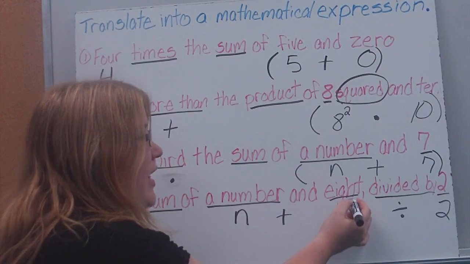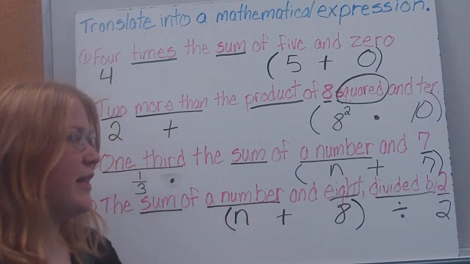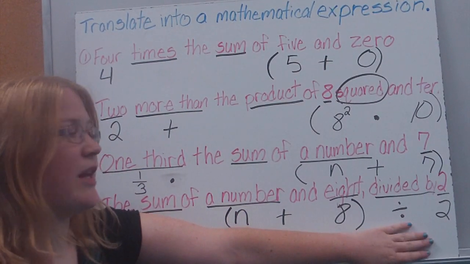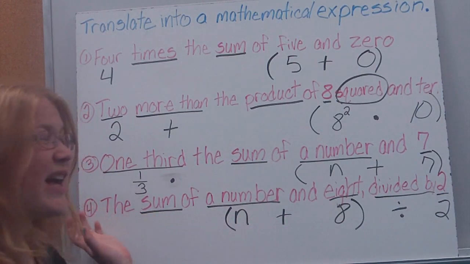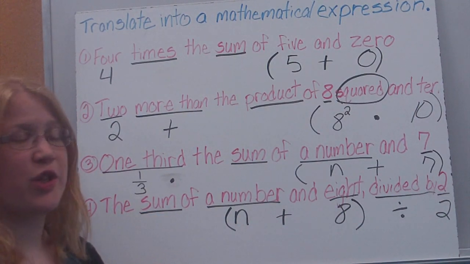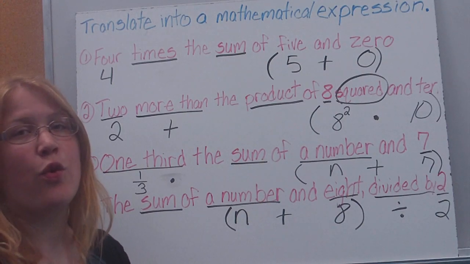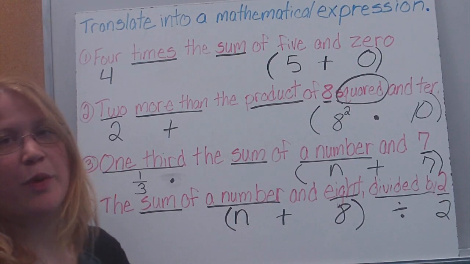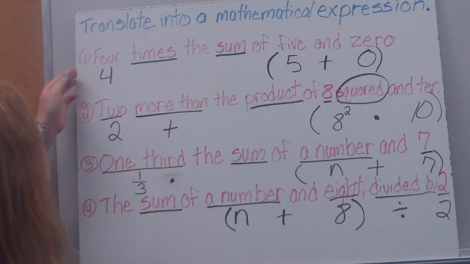So how am I going to indicate that? Well, I'm going to put it into parentheses because otherwise order of operation tells me that I would have to divide and then add, and that's not what the word phrase is saying. So you have to make sure you're reading it carefully and understanding the order of operation and where you need to put parentheses to make that come out properly.